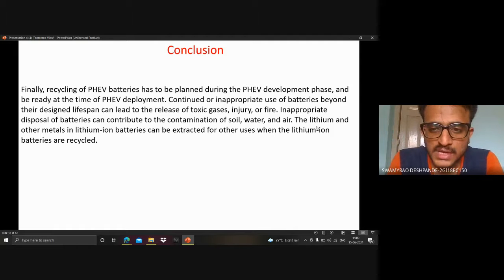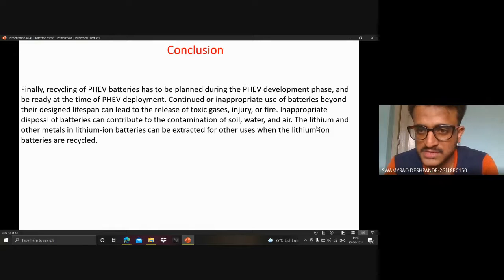Sir, finally, the conclusion. A PHEV battery with a 10 kilowatt hour battery backup, using a power outlet of about 110 volt, 30 ampere, requires 8 to 10 hours of charging time, sir. But the same 10 kilowatt hour PHEV battery can be charged in less than 2 hours using a power outlet of 220 volt, 30 ampere, or 110 volt, 50 ampere.